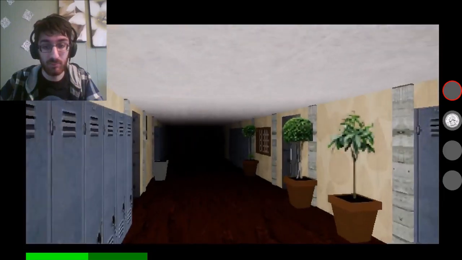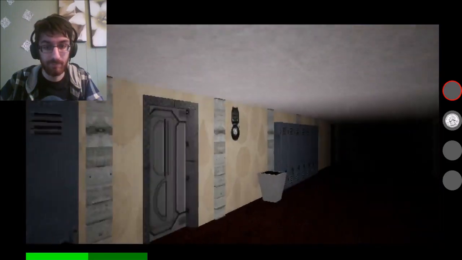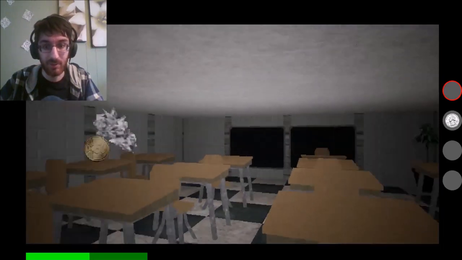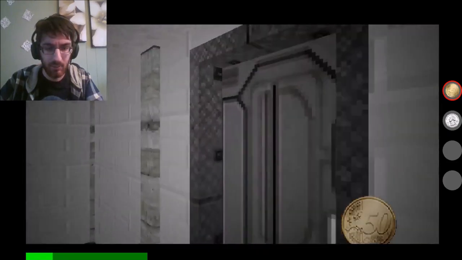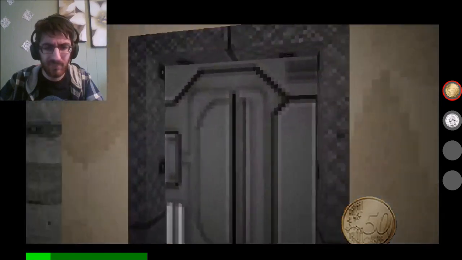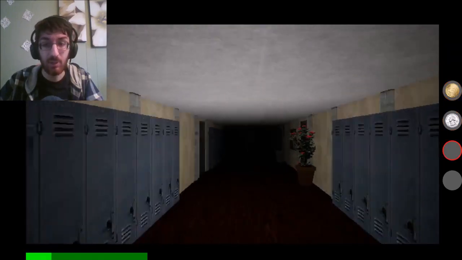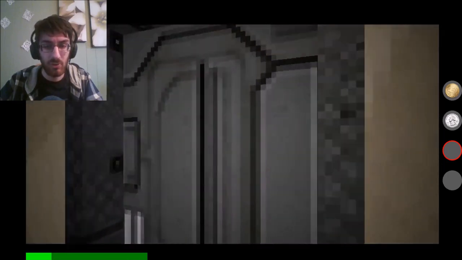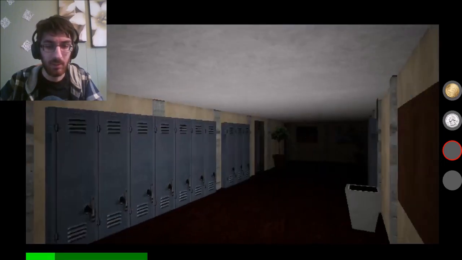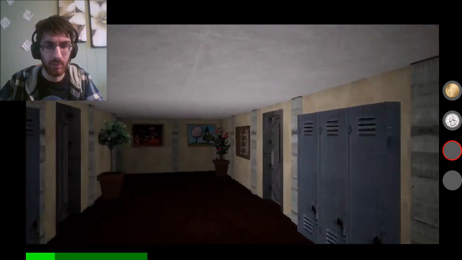Whoa! You just spawn in the punishment room, don't you? And things instantly get darker. I like how it does that. Ah, here we go. We got another yellow one. I don't know if putting that into the vending machines will give me anything different. Maybe. There's no notebook in there this time.